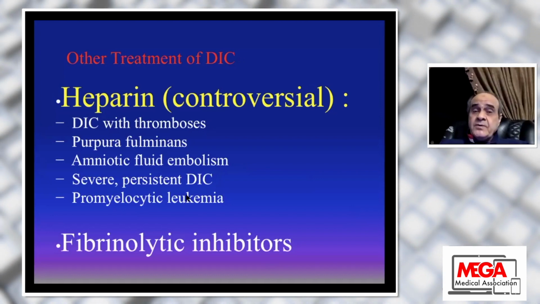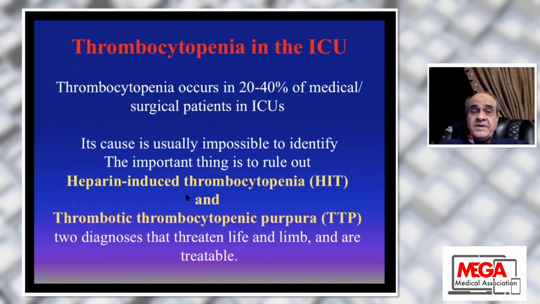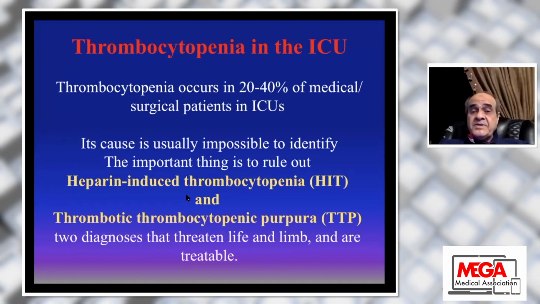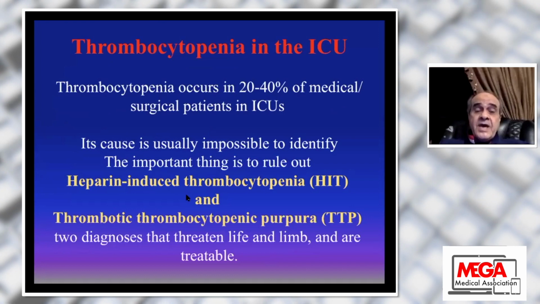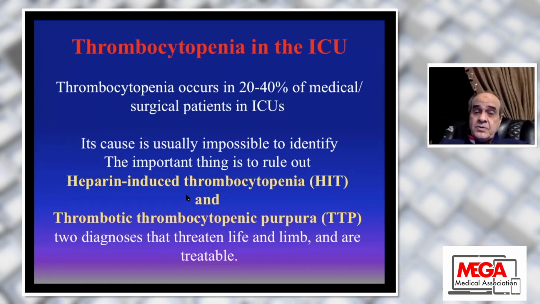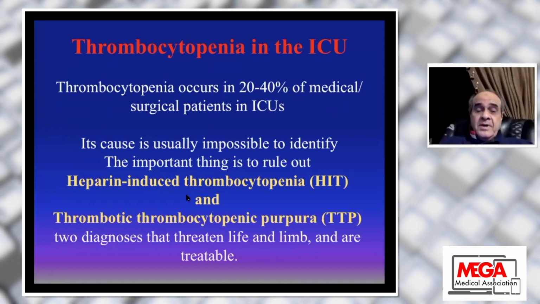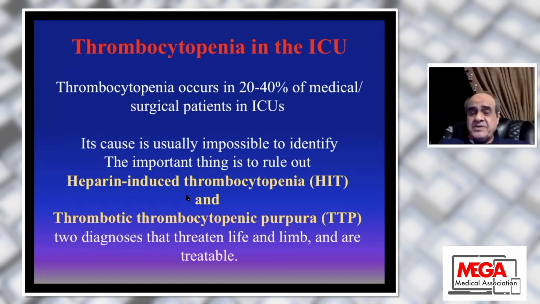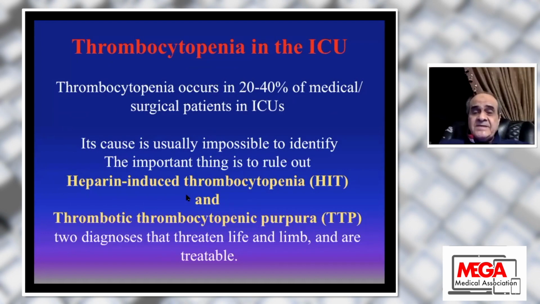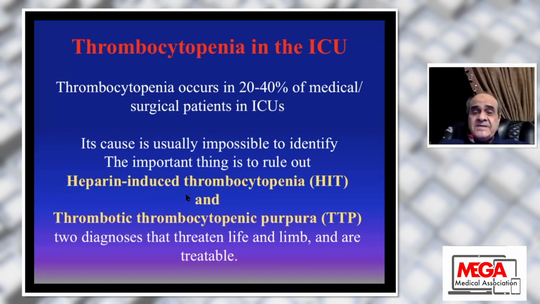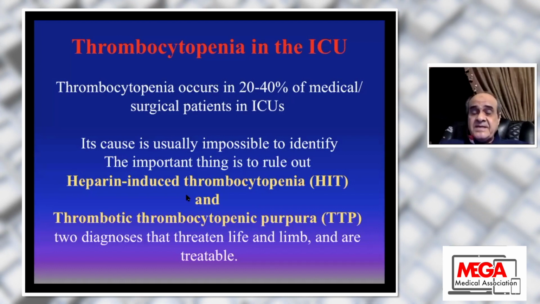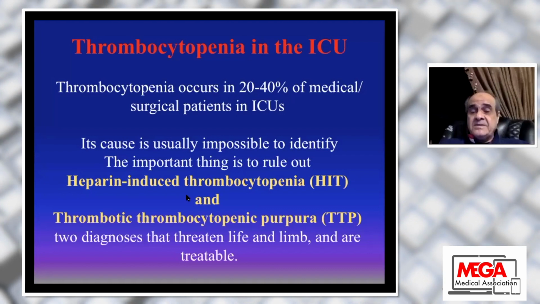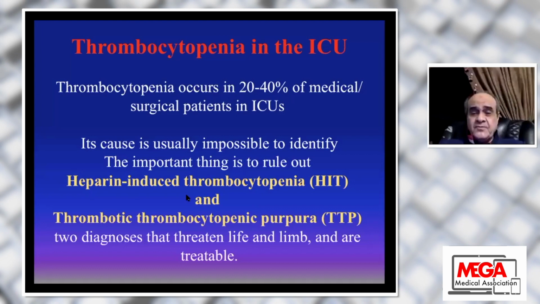Thrombocytopenia in the ICU occurs in 20 to 40% of medical and surgical patients in the ICU, and its cause is usually impossible to identify. The important thing is to rule out heparin-induced thrombocytopenia and TTP. All the microangiopathic purpuras we have to exclude, such as TTP and HELLP syndrome, because these causes can lead to multi-organ failure, and so we have to start plasmapheresis and fresh frozen plasma transfusion as soon as possible in TTP.